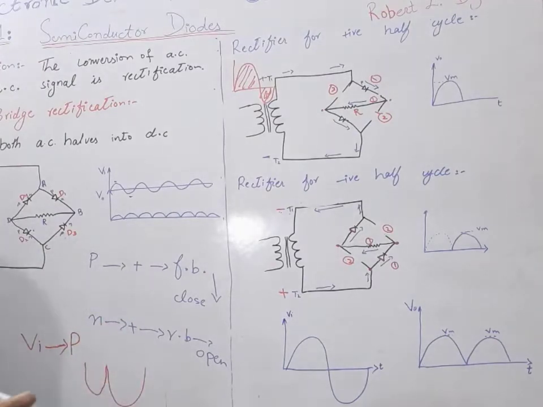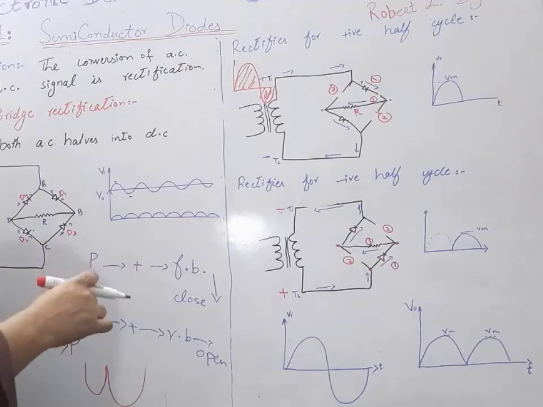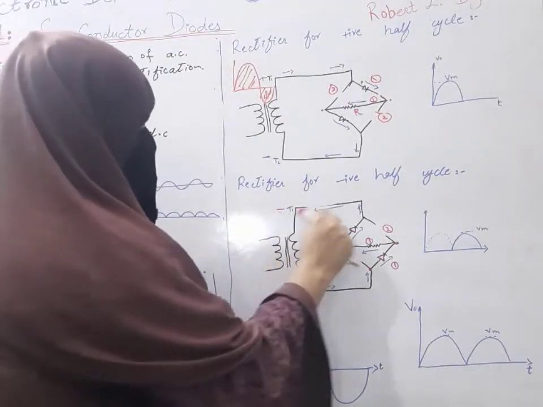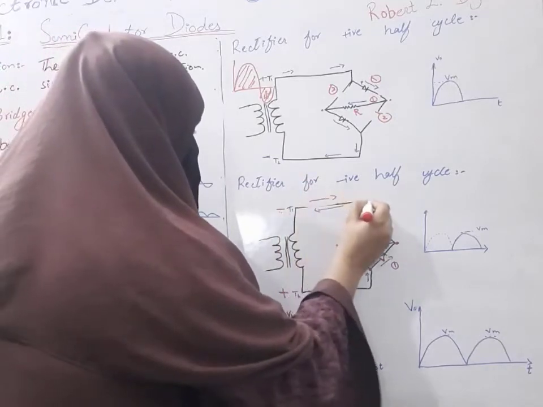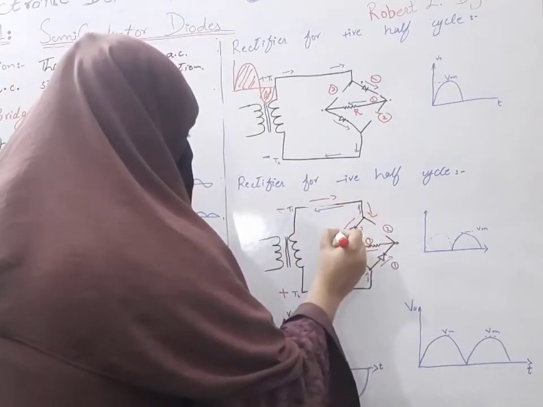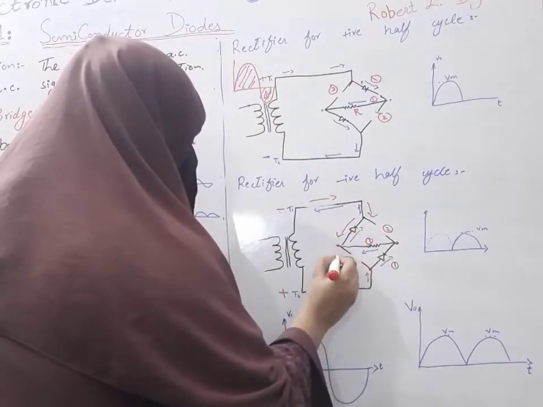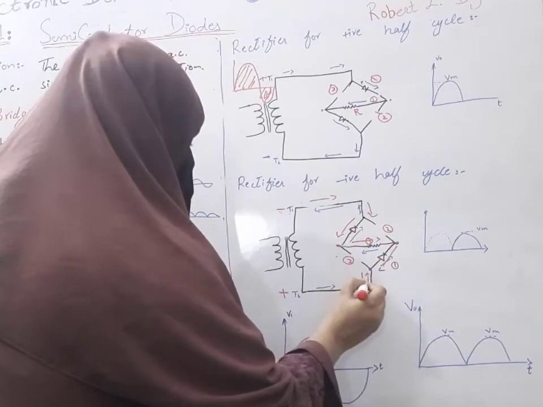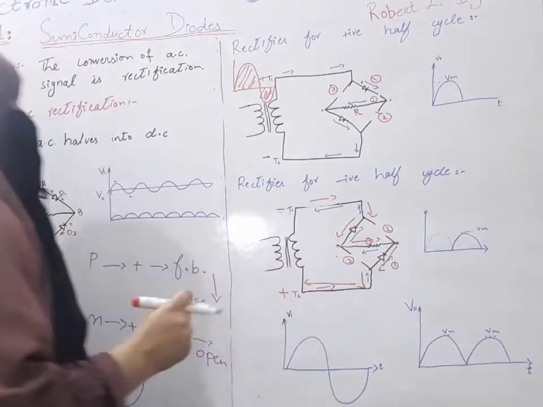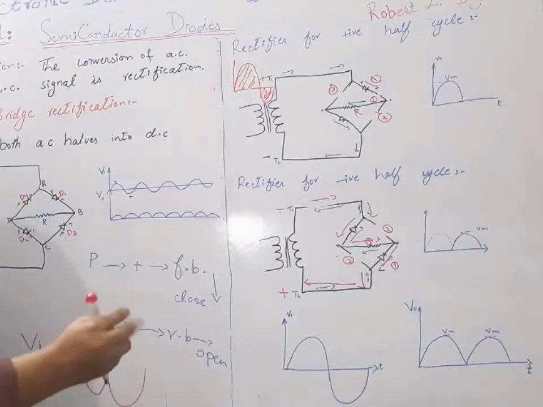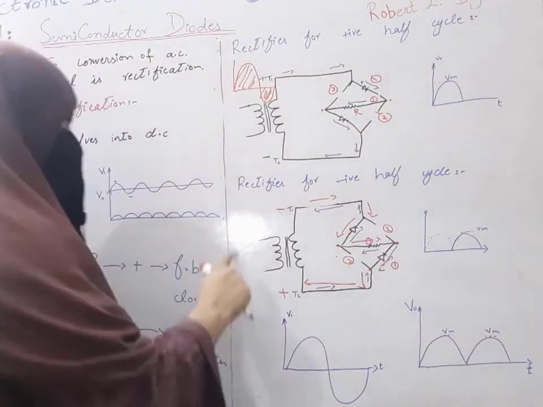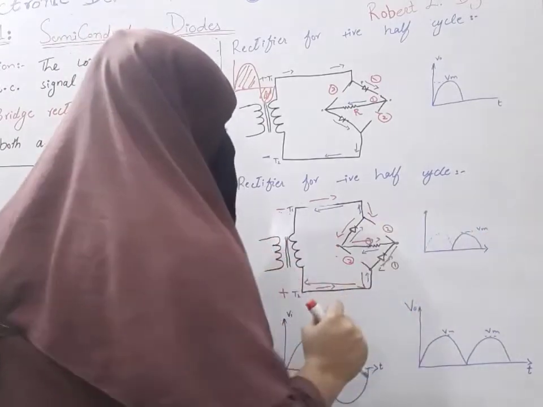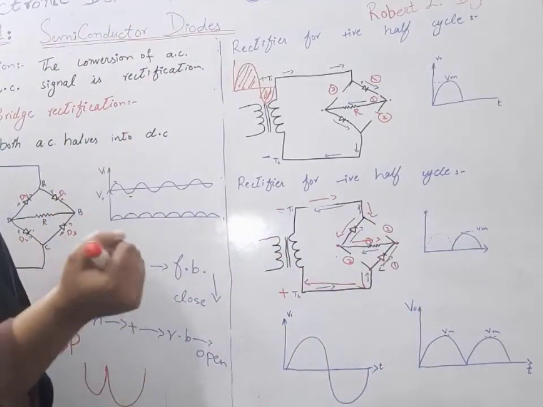To get the negative half cycles, the current will have to flow from T1 and move in this direction, like this, and this, and reach this to get the negative half cycles. But to get the positive half cycles, current has to flow from T2 and we will get Vm here. Vm is the maximum voltage.